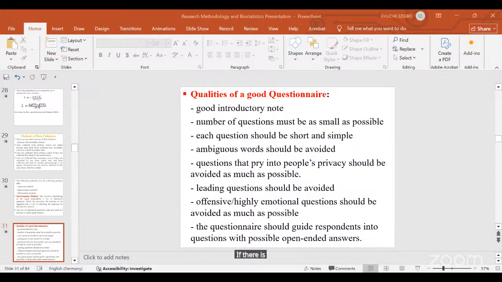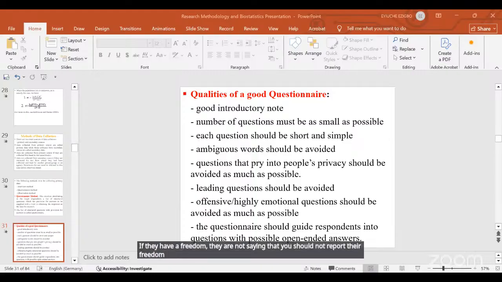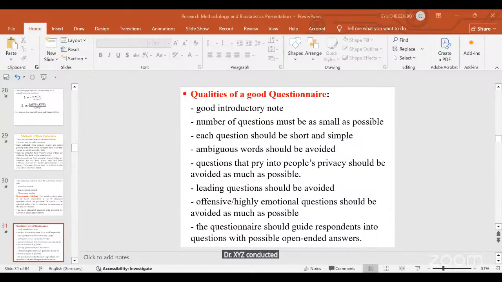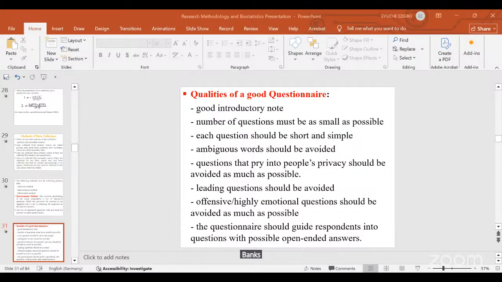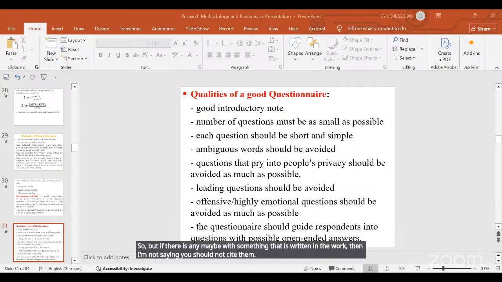If they have a figure, they are not saying that you should not report their figure. That XYZ conducted this work and they came up with this figure. That is not what they are saying, because every work can be cited. But what they are saying is, probably they have a table. Don't copy their table and use without their permission. I hope it's clear. But if there is something that is written in the work, they are not saying you should not cite them. They are not saying you should not borrow their idea.